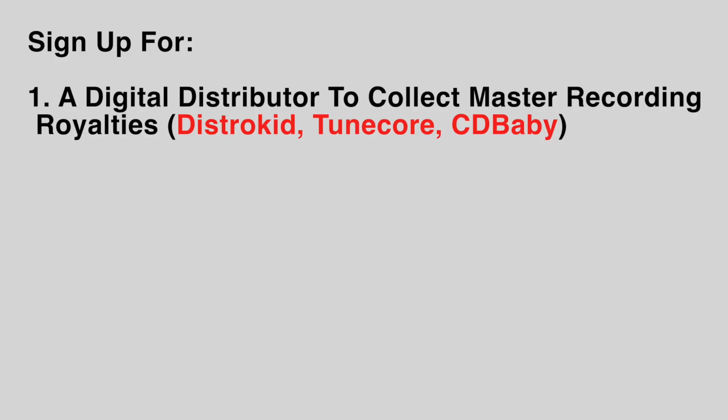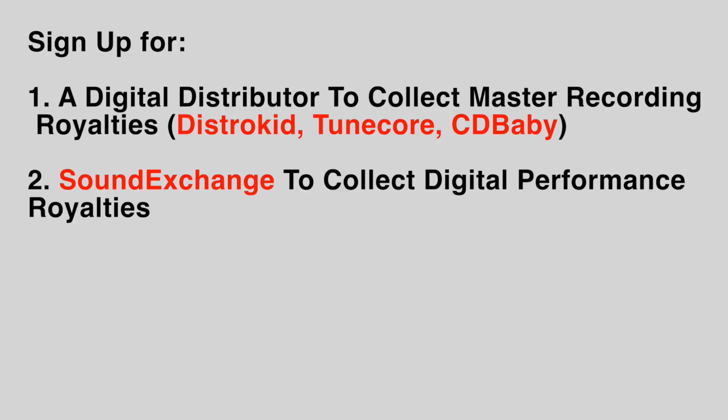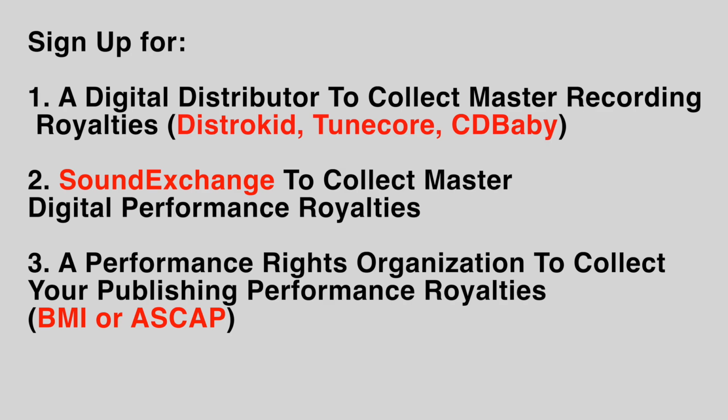To summarize, sign up with a distributor like CD Baby, TuneCore, DistroKid to collect YouTube Content ID royalties, streaming royalties, paid download royalties. Next, sign up with SoundExchange to collect your digital performance royalties for non-interactive streams such as SiriusXM, Pandora, internet radio, etc. Next, on the publishing side, sign up for a PRO, performance rights organization like BMI or ASCAP. They'll collect your performance royalties such as your publishing for your TV and film, for live performances.